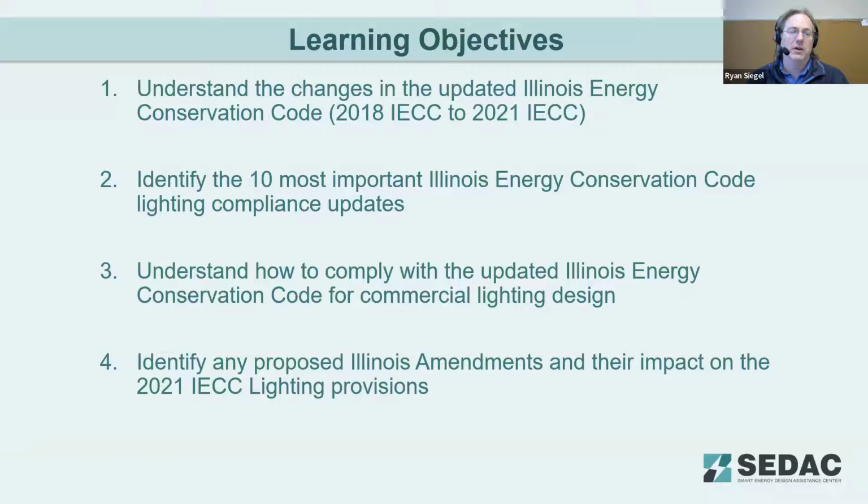So we are going to be looking at several of the changes moving from the 2018 IECC up to the 2021 IECC. Along with that, we're also going to be looking at some of the Illinois Energy Conservation Code updates, particularly for plant lighting. Also wanting to make sure that we allow you to comply with the commercial lighting provisions and understanding some of those impacts for it.